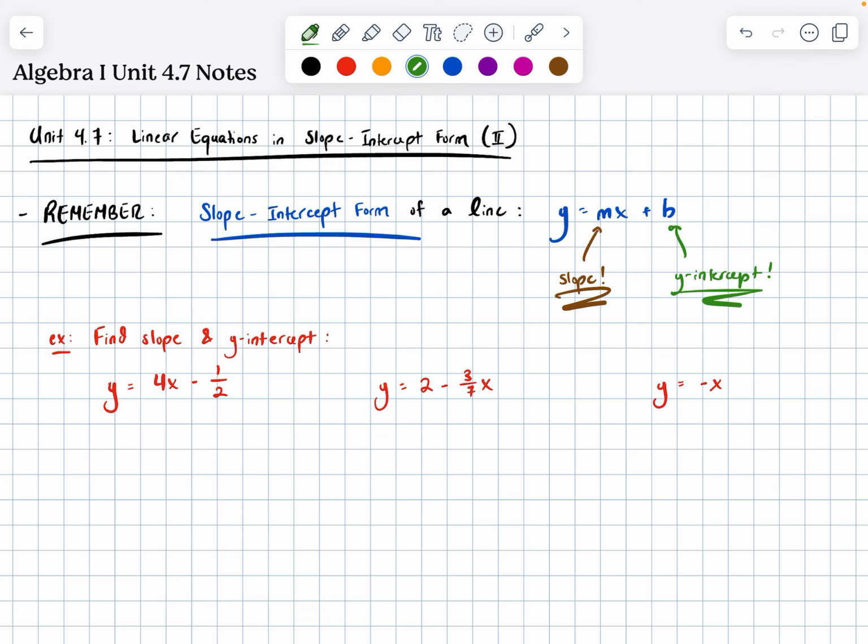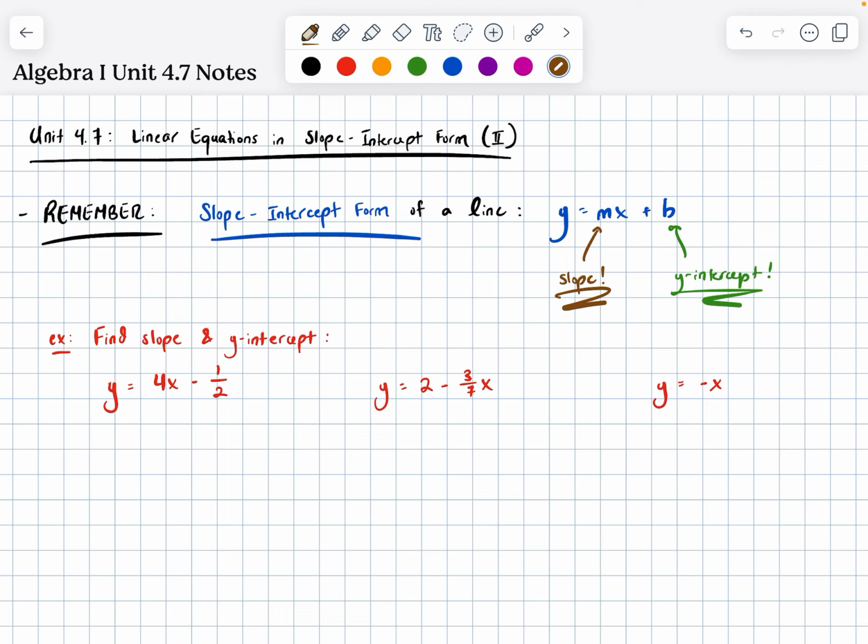So I am not going to pause at any point. I am going to continue through these problems. I would strongly encourage you, once again, to pause, give yourself a little bit of time to work through each one before you see me talk about the solutions. So if you want to pause, here's your chance. If not, y equals 4x minus 1/2.